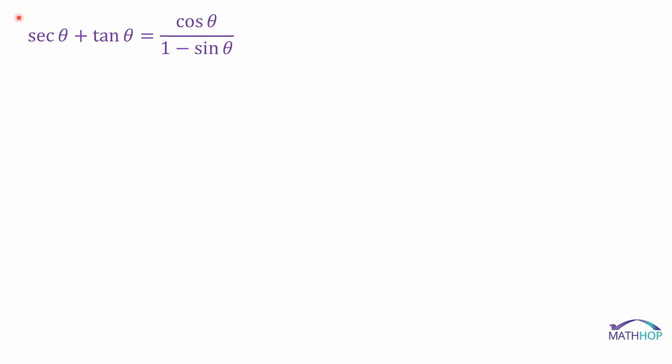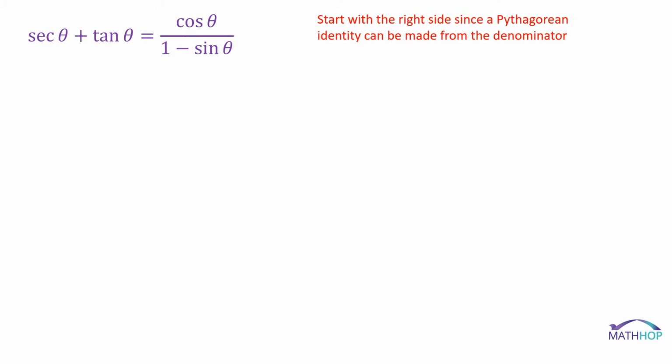Let's do one more. Here, we don't have a single one term on one side. All right, so we have secant of theta plus tangent of theta equals cosine of theta over 1 minus sine of theta. So it's not really clear that one side is so much easier or so much cleaner than the other. So you're going to start with the right side because I can make a Pythagorean identity from this denominator. When I see 1 minus sine of theta, I know I can make this into a Pythagorean identity, and you're going to see why in a minute.